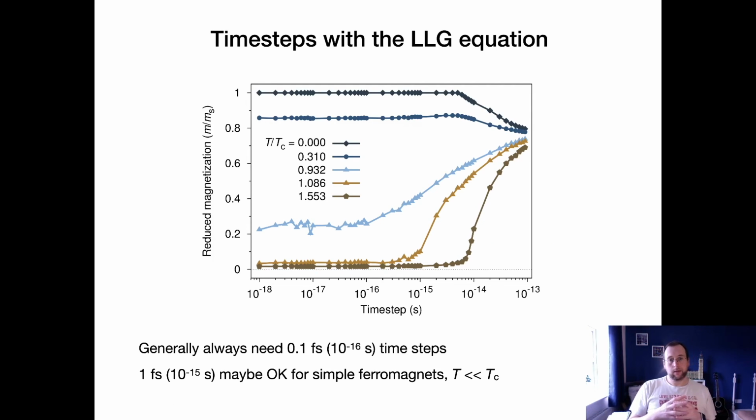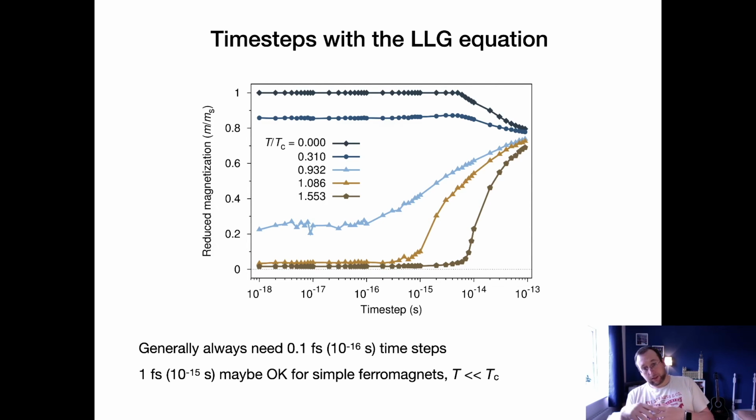One of the difficult factors with the Landau-Lifshitz-Gilbert equation is that the time step is relatively small for these atomistic models, and the reason being is that the exchange interaction is extremely large. And that leads to very fast dynamics when you look at individual spins and how they evolve in time. Therefore, depending on what temperature you're running your simulation at, you may need quite low time steps down to 10 to the minus 16 seconds or 0.1 femtoseconds.